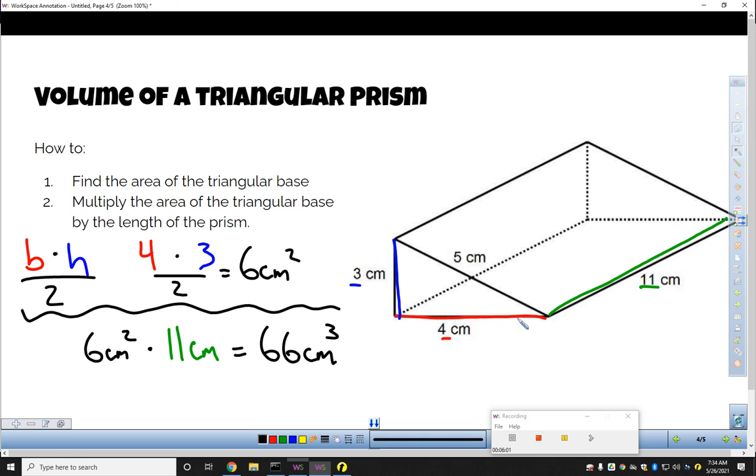Before I go any further, I do want to talk about why I didn't use the 5. If you'll recall back to Topic 7, the base and the height must form a right angle, and there is no right angle given to us associated with the side that is 5 centimeters long. So I followed the formula for the area of a triangle and found it to be 6 centimeters squared. I took that area of the triangular base and multiplied it by the length of the prism, shown here in green. 6 centimeters squared times 11 centimeters, 66 centimeters cubed.